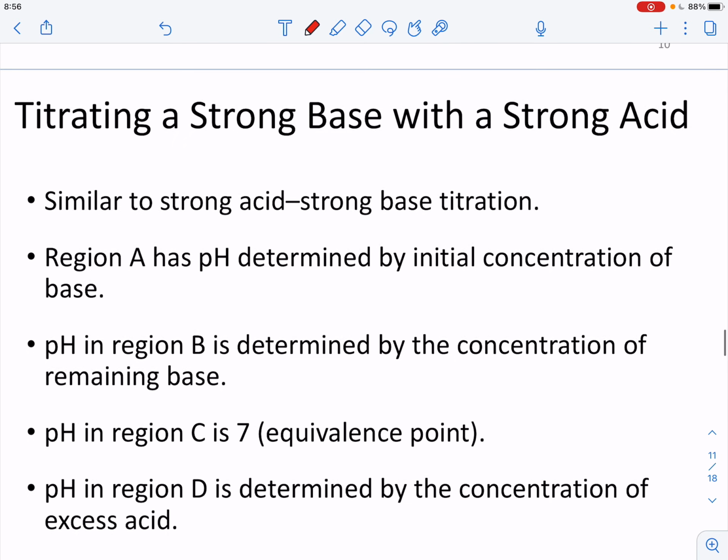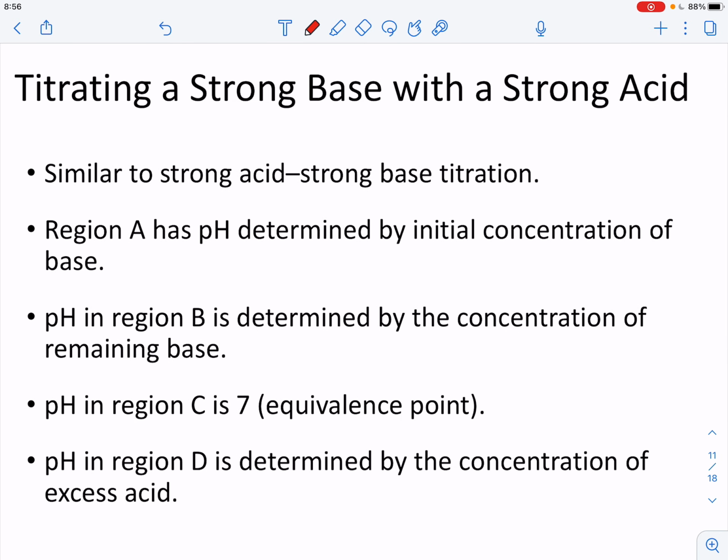Now if you were going the other way around, if you were titrating a strong base with a strong acid, the results are similar except with some differences. Number one, region A, the initial pH is going to be a basic pH. You are starting with a base, right? So it's going to be a basic pH. Therefore, the base is the one controlling the pH at the beginning. Region B is between the initial pH and the equivalence point. So if you're starting with a base, then the base is still controlling in that region. The leftover base is controlling that region.